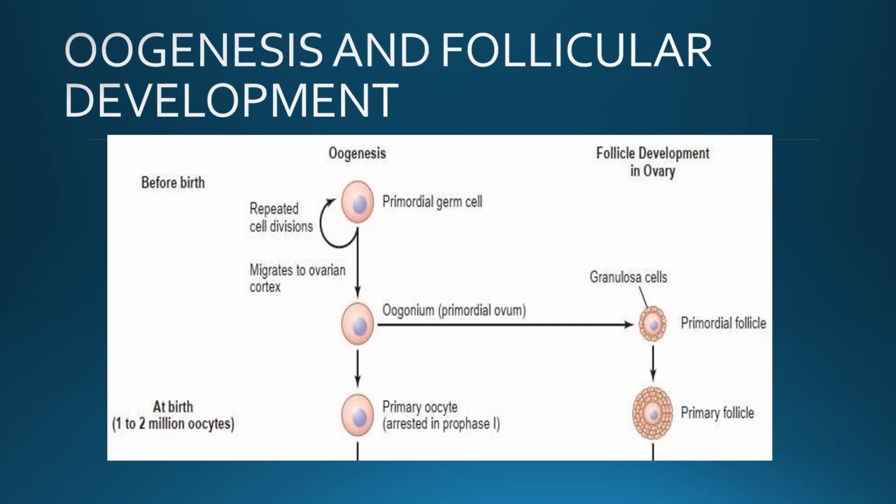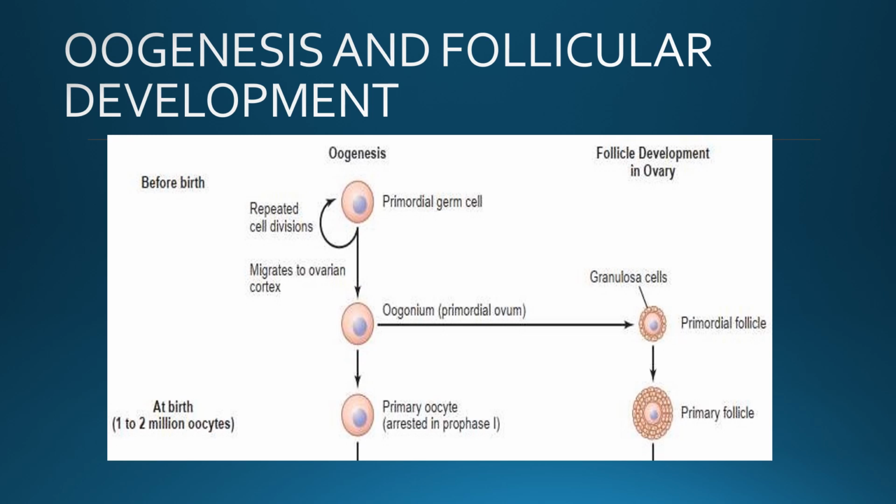So this is the picture. Before birth, what is happening? The primordial germ cells increase in number by mitosis, repeated cell division, to form the oogonia. They migrate to the ovarian cortex and form the oogonium, the primordial ovum. These oogonia are the stem cells from which ova are derived. The process begins at 15 weeks and reaches its peak between 20 to 28 weeks of gestation.